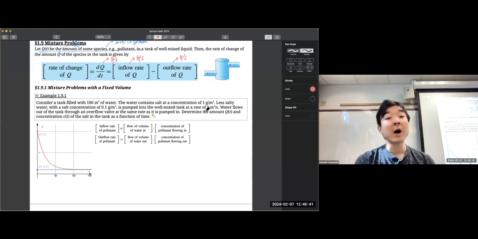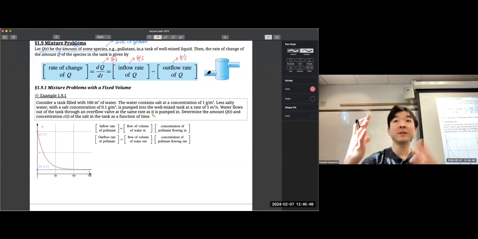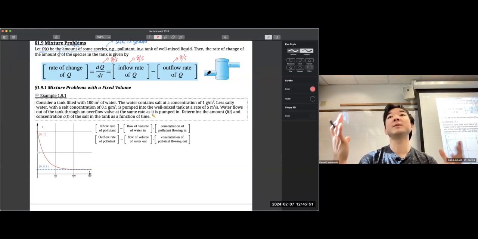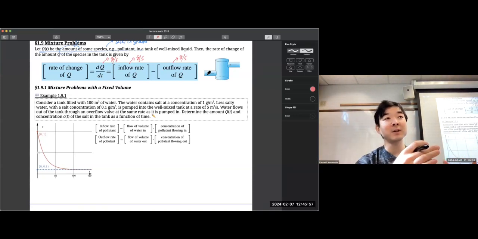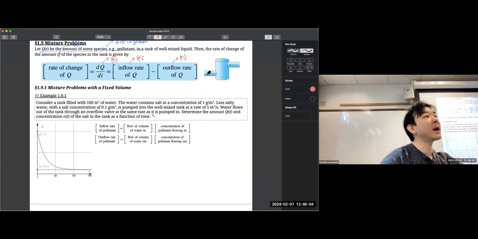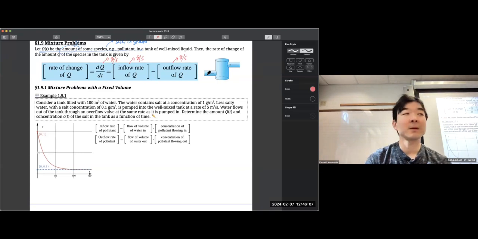Then you have water flowing out of the tank through an outflow valve. It's being pumped out at the same rate you're pumping in water. That means you're keeping the tank from blowing up, so you just have 100 cubic meters in the tank. You're pumping in 5 cubic meters per second of diluted water, it's being well mixed, and whatever rate you're pumping in, you're also pumping out. So 5 cubic meters per second is being pumped out. Determine the amount of salt, Q(t), and the concentration of salt, little c(t), in the tank as a function of time.